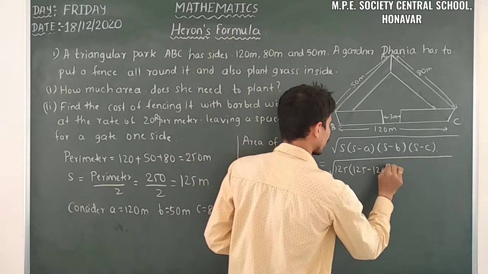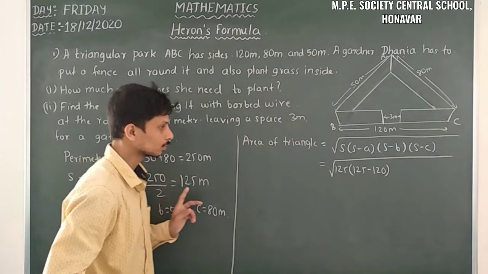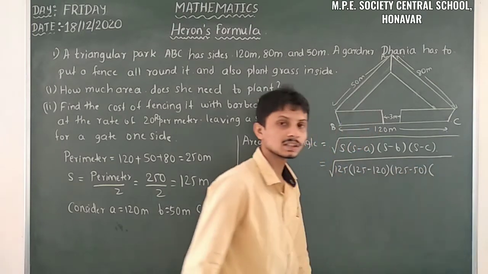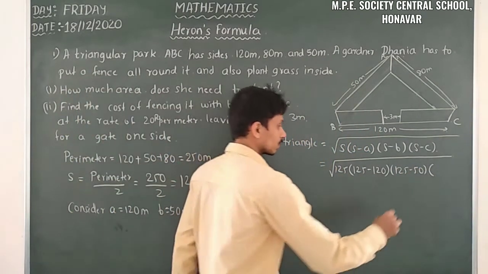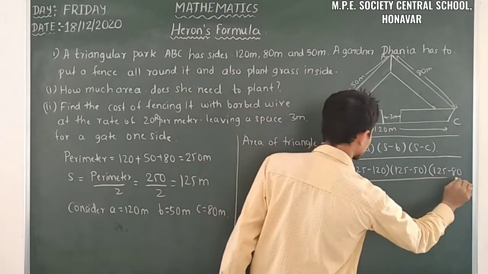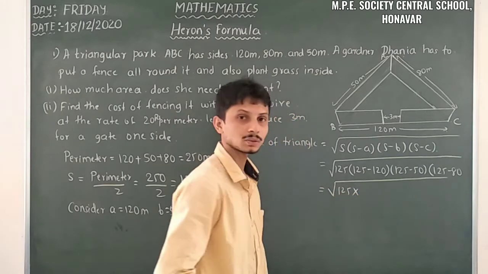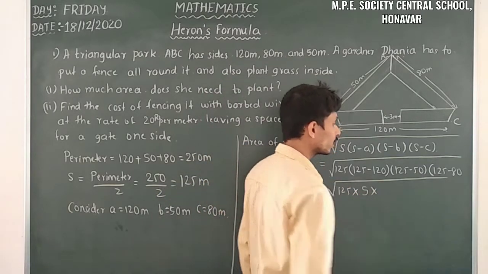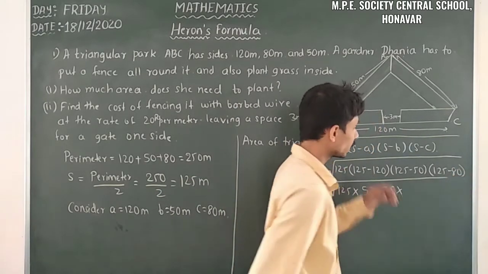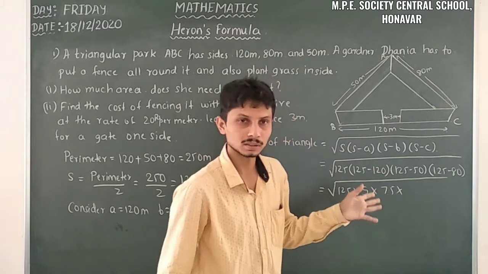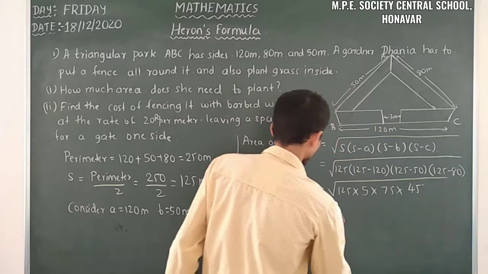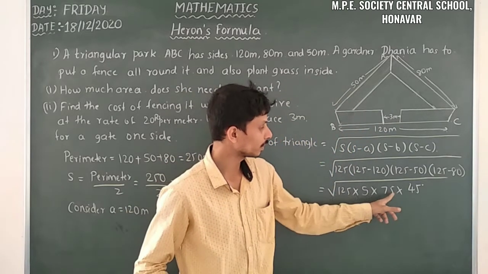125 minus 120, since a is 120, and 125 minus 50, since b is 50, and 125 minus 80, since c is 80. So 125 remains as it is, and 125 minus 120 is 5, and 125 minus 50 is 75, and 125 minus 80 is 45. So here we have the terms 125, 5, 75, 45.